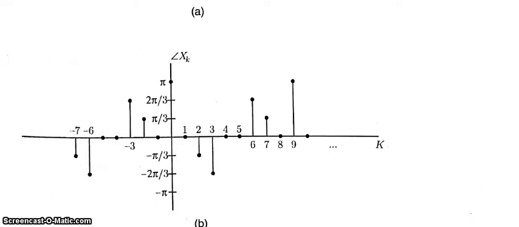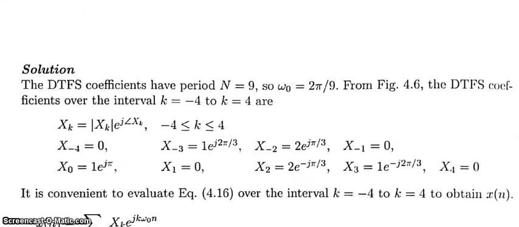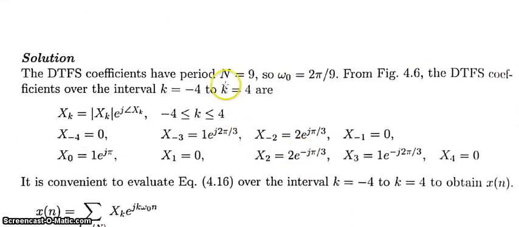So we have noted the period N equal to 9, therefore omega 0, the fundamental frequency, is 2 pi by 9. Now we will write the magnitude and the phase angle of the Fourier coefficients in the interval k equal to -4 to k equal to 4. We know X_k, the Fourier coefficient, in polar representation is modulus of X_k e raised to j angle X_k, and we are considering the range -4 to 4.